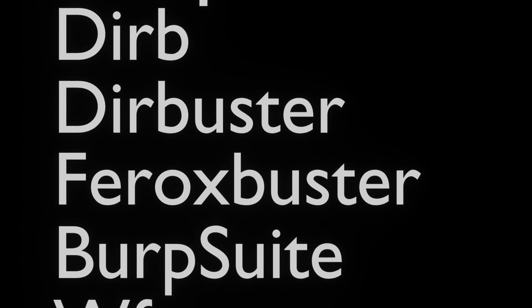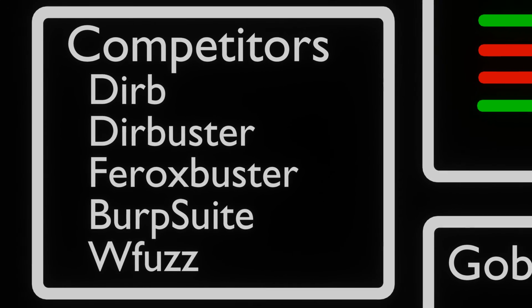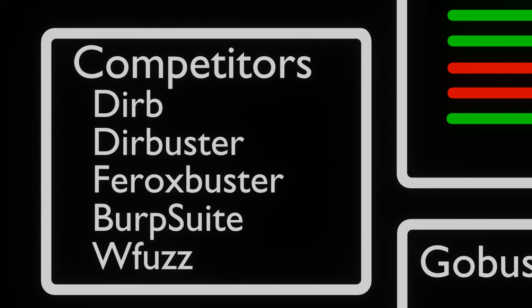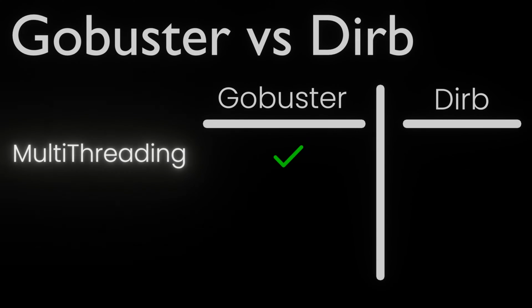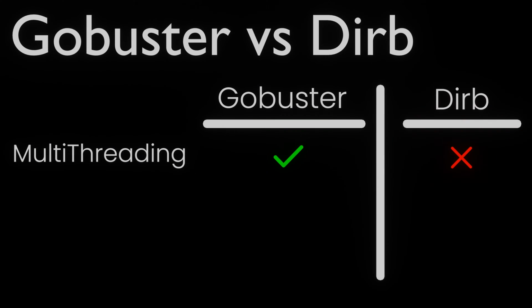While there are many tools available that can perform discovery tasks during penetration testing or bug hunting, we have found that Gobuster is a fast and lightweight application that is able to scan faster than DIRB. This is mainly because of its multi-threading features.